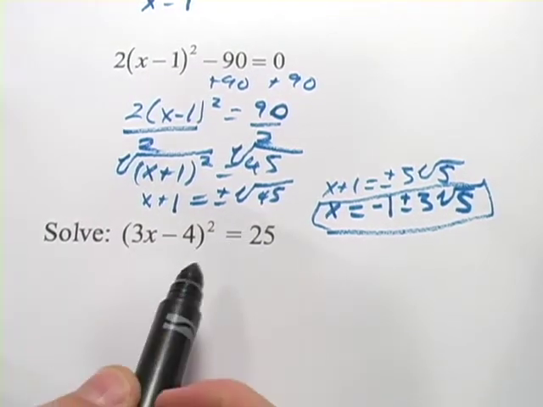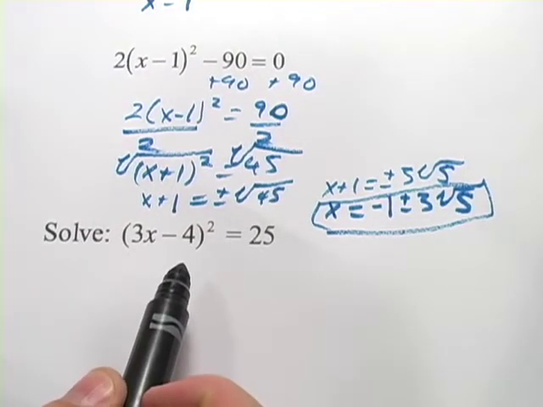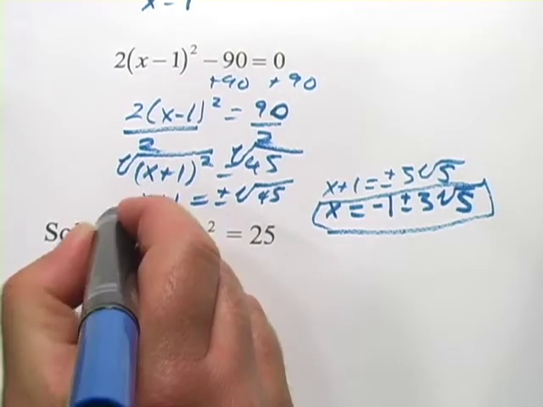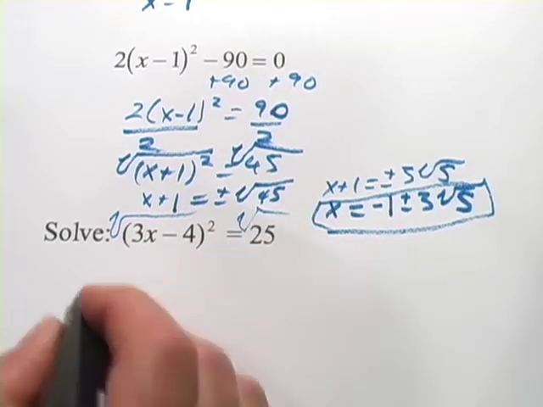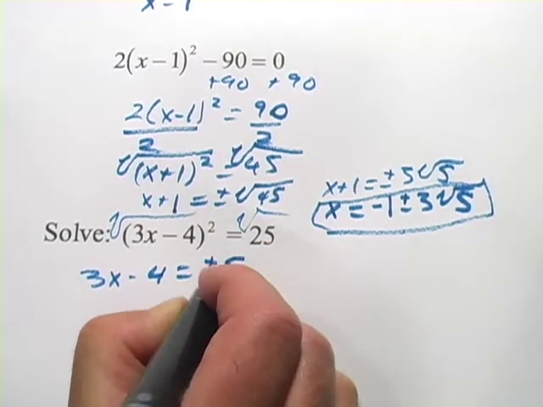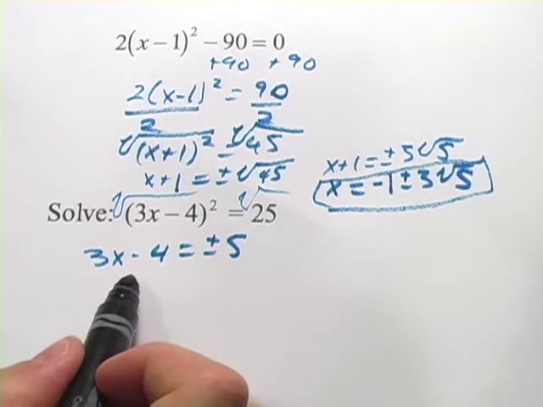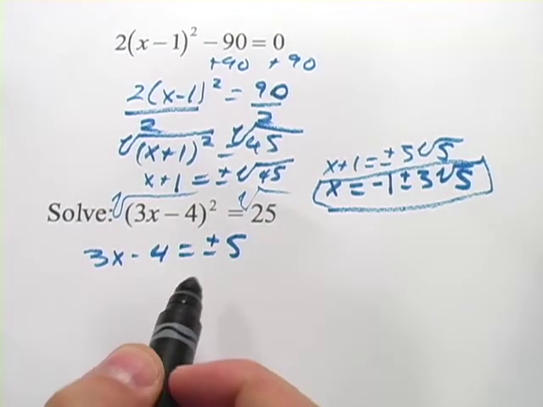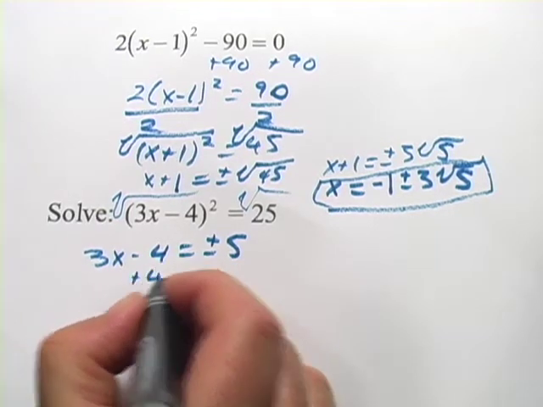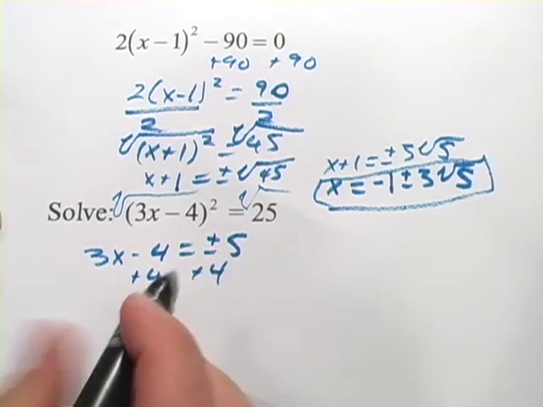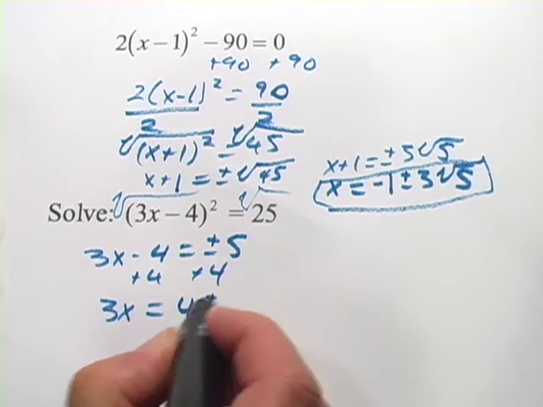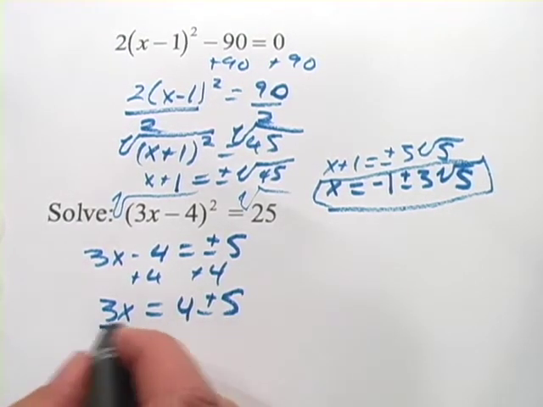This one I don't have to do any shenanigans with before I take the square root, because our squared piece is isolated over here. So I'll take the square root of both sides. I get 3x minus 4 equals plus or minus 5. And then I'm going to have to add 4 and divide by 3. So let me just do it this way. I won't do two separate problems for right now. I'll just write 4 plus or minus 5. And now we'll divide it by 3.